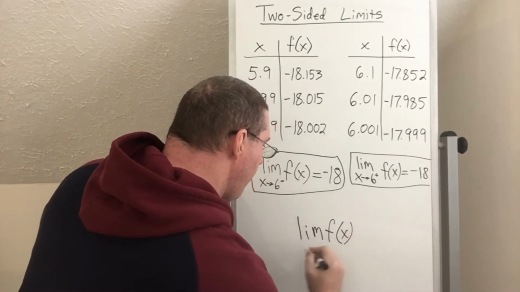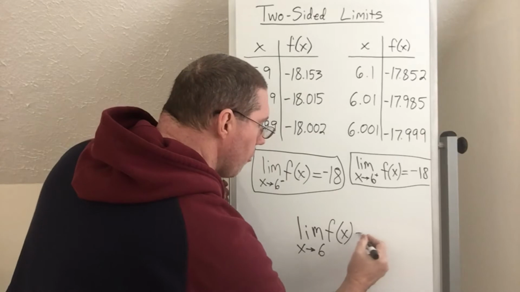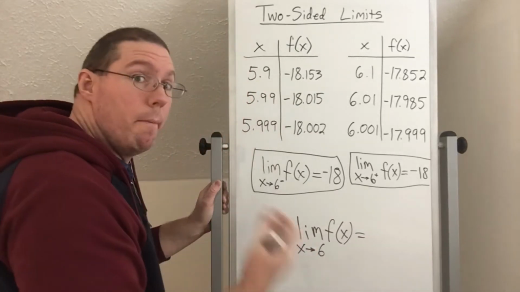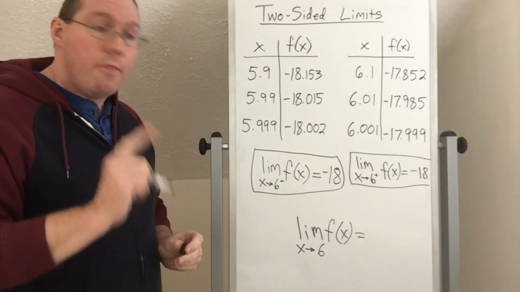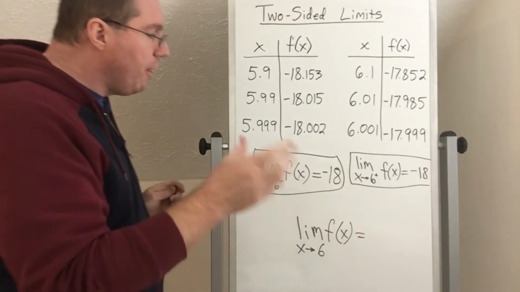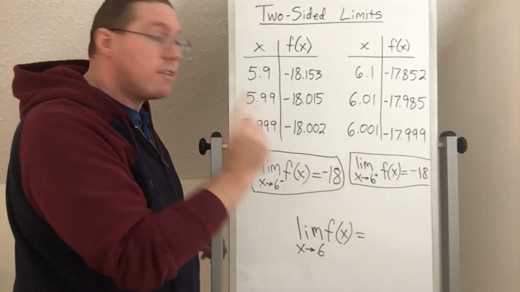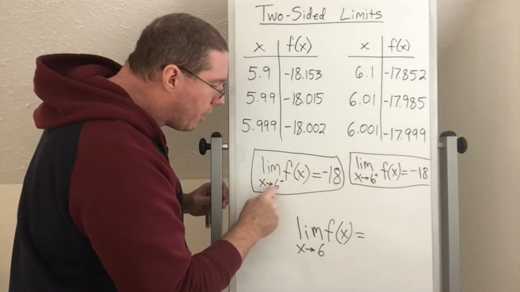So the limit of f of x as x approaches 6, now I'm not going to put a plus or a minus, because we're now going to be talking about x approaching 6 from both sides. And here's the rule on two-sided limits: if the limit approaching from the left is the same limit as x approaching from the right, I don't mean the same number here.